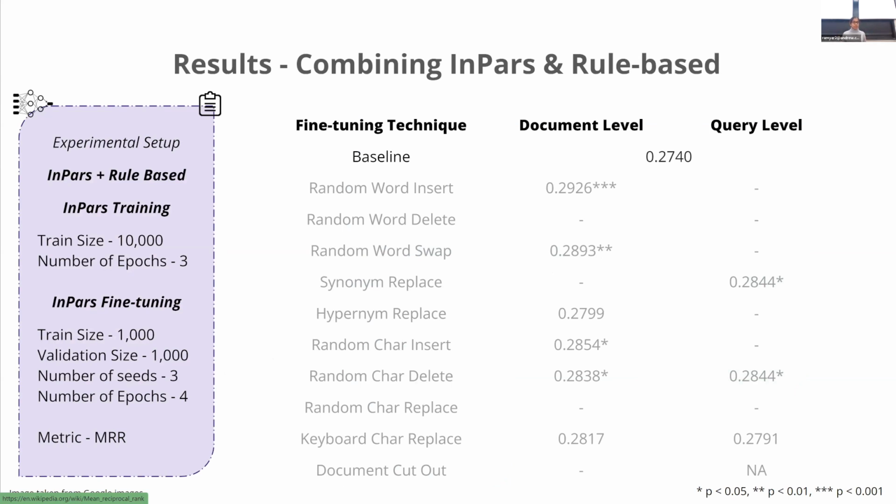The way in which the experiment is set up is that we first pre-train it with InParse data, and then we fine-tune it with the original data using the respective rule-based technique over here. We do notice much better results than when we talked about only rule-based experiments. Over here, a lot more experiments are significantly improving over the baseline. Additionally, we observe significance across both document level and query level.